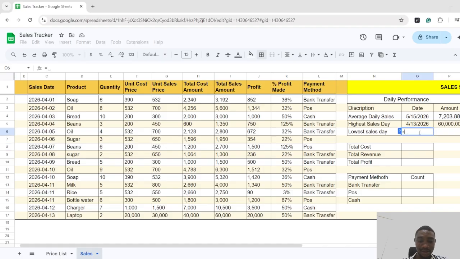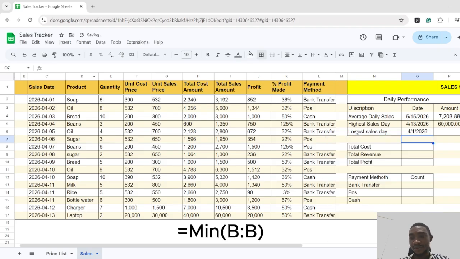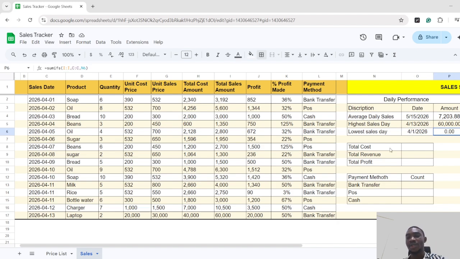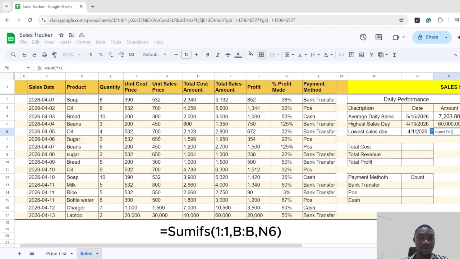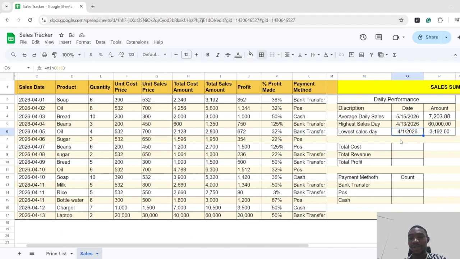And to get the lowest sales day, we'll use the min function, equals to min. So we made the lowest sales on the 1st of the month. So how much did we make for that day? We're going to use the sum if function to get the sales for that day. So sum if amount, dates. Our lowest sales day was on the 1st of the month and we made 3,000 naira.